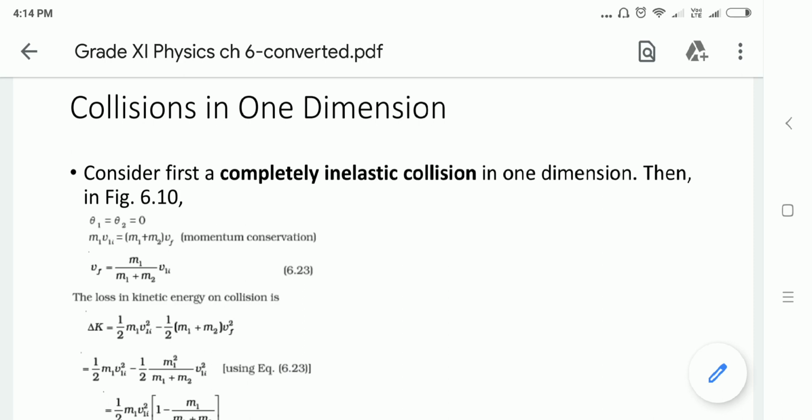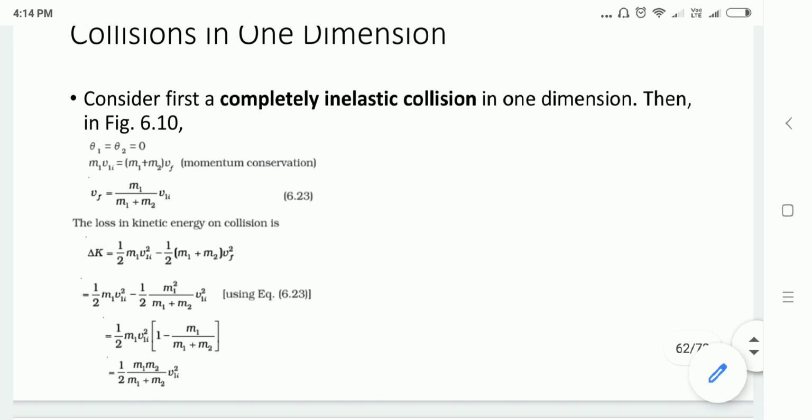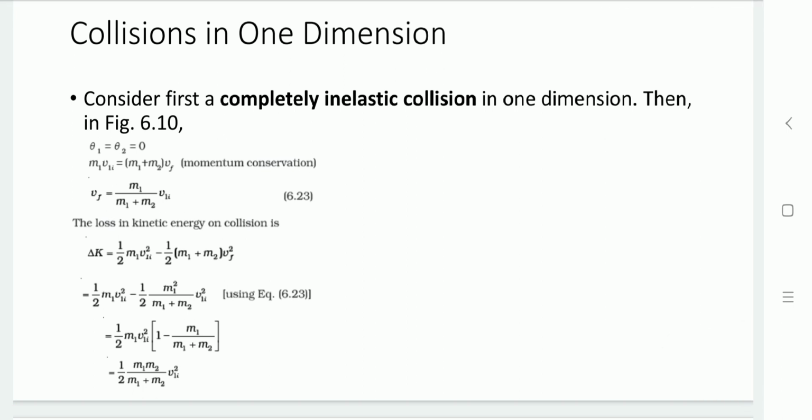Now this is what we have discussed for the inelastic collision, that we are getting the equation delta K, the loss in kinetic energy after the collision, that is 1/2 m1 m2 upon (m1 plus m2) v1i square.